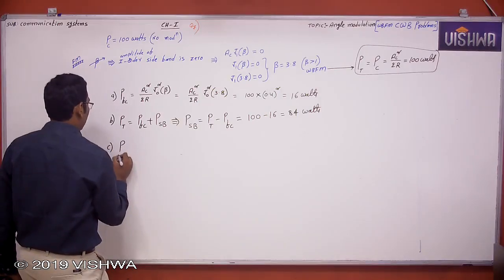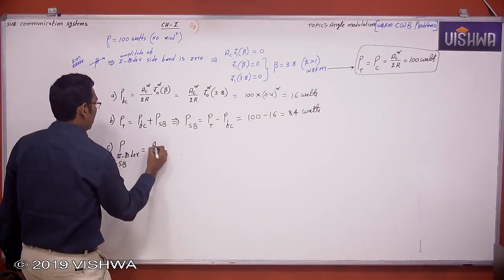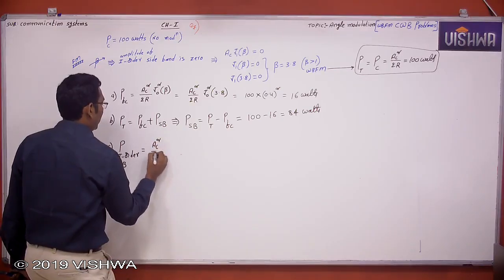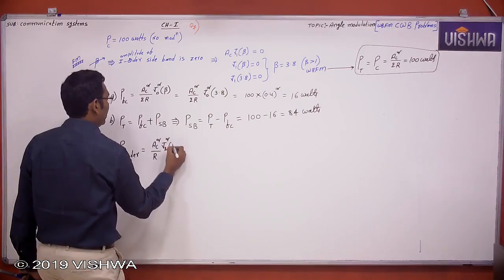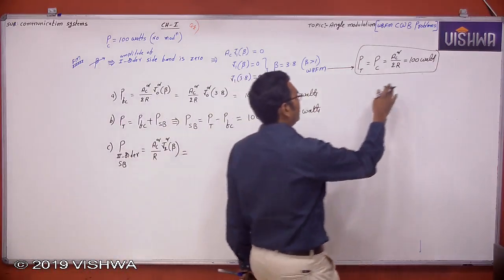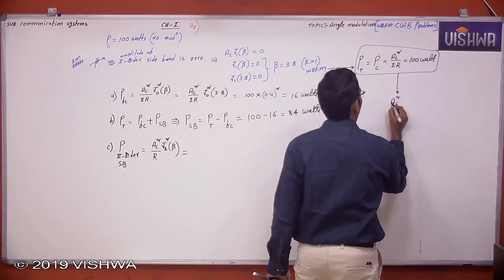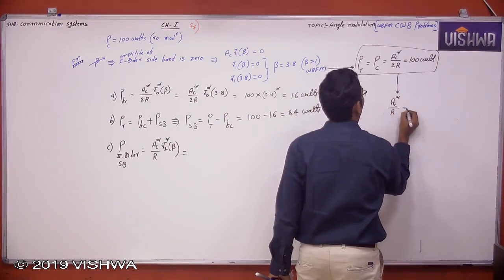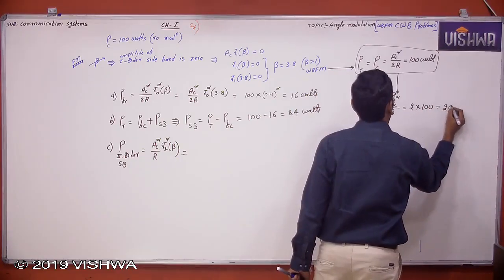Now, the power in the second order side band is Ac square by R into the second order J2 square of beta, which is equal to Ac square by 2R, which is available here. From here, Ac square by R, we want Ac square by R, which is equal to 2 into 100, which is nothing but 200.